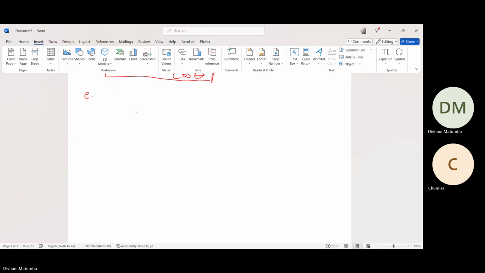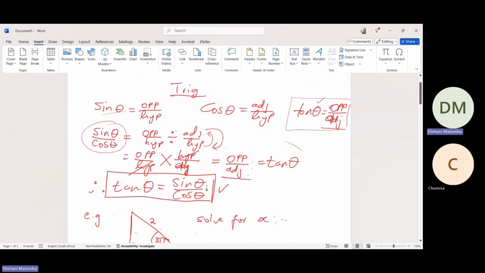For example, if you have a triangle and you have been given the angle is 30 degrees and one of the sides is x, then if that is 2, if they say find or solve for x, where do we start, using the co-ratios? Where do we start?